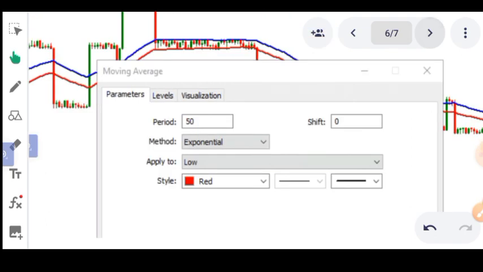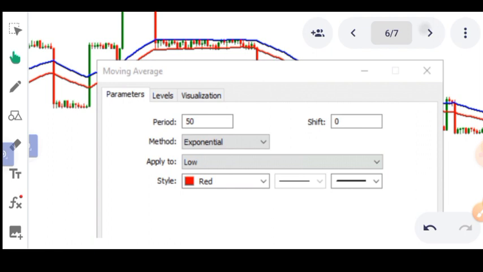Now the next indicator is the moving average. The parameters are period 50, method exponential, apply to low. Make sure that the apply is low. Then style is thread, shift is 0, and then the pixel here is 4. Make sure you set exactly the way it is here.